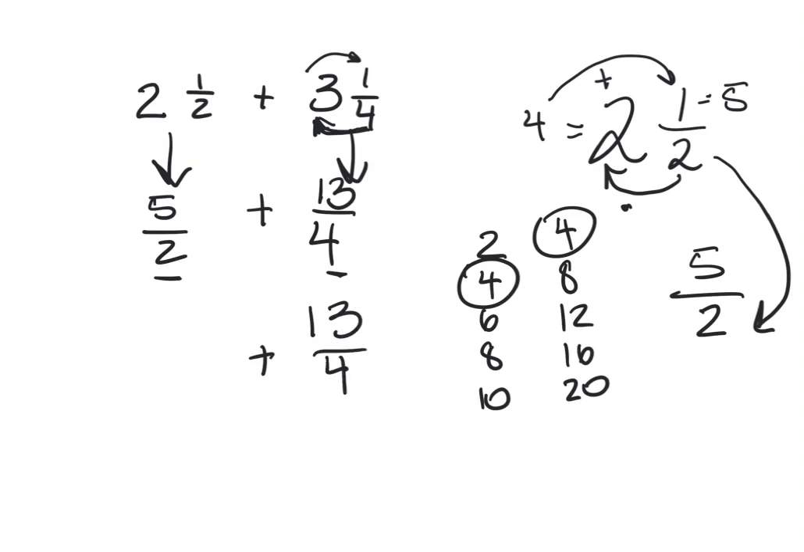And what do we do to get this 2 to become a 4? Well, we multiplied it by 2. So we're going to bring this down, multiplying both parts by 2. 2 times 2 is 4. 5 times 2 is 10. And then you can add straight across. I'm going to end up with something over 4. We have 10 4s and 13 4s. That's 23.